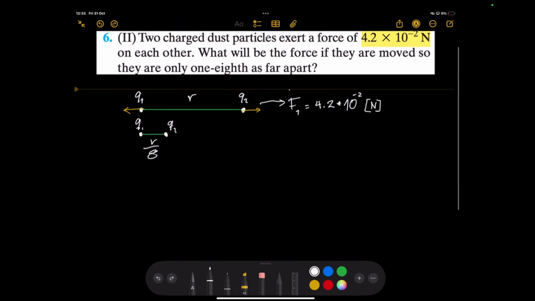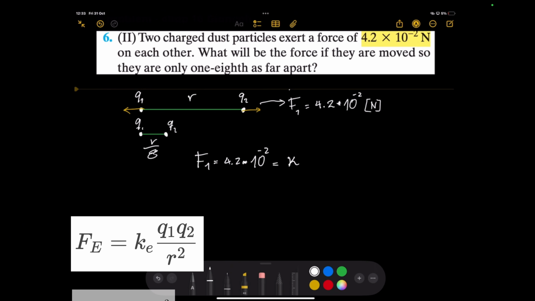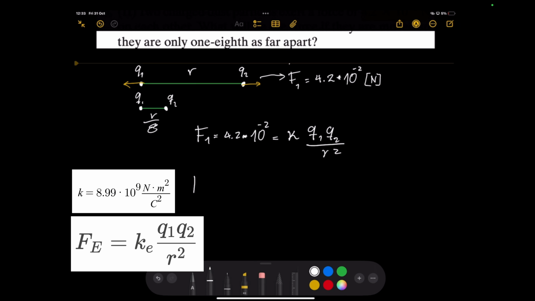Thinking about this phenomenon, we're gonna put hands on these equations. So we know that the force 1 is equal to 4.2 times 10 to the minus 2, and that's equal to Coulomb's force equation, which is K, the Coulomb's constant, times the product between the two particles' charges over the distance squared. And now what's going to happen with the force 2? The force 2 is my question. So the force 2 is going to be equal to the same constant, the same product. What is going to change is the distance. Now it's going to be r over 8.